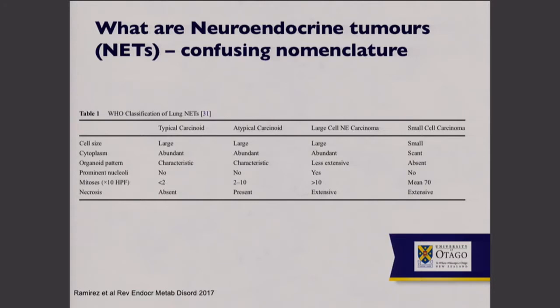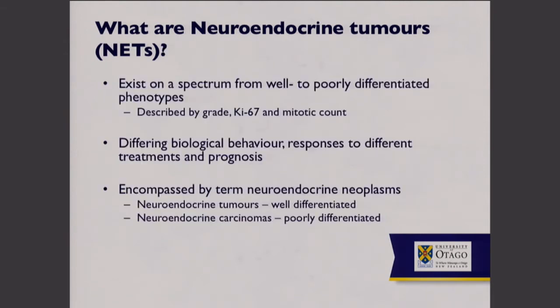To get more confusing, lung neuroendocrine tumours are described differently again, and this is where you still get your typical carcinoid, your atypical carcinoid, and then your large cell and your small cell lung neuroendocrine carcinomas. My disclaimer is here, I'm a GI oncologist. I've not treated a lung cancer now for about 7 years, so I don't know anything about these things. Small cell lung cancer is bad.